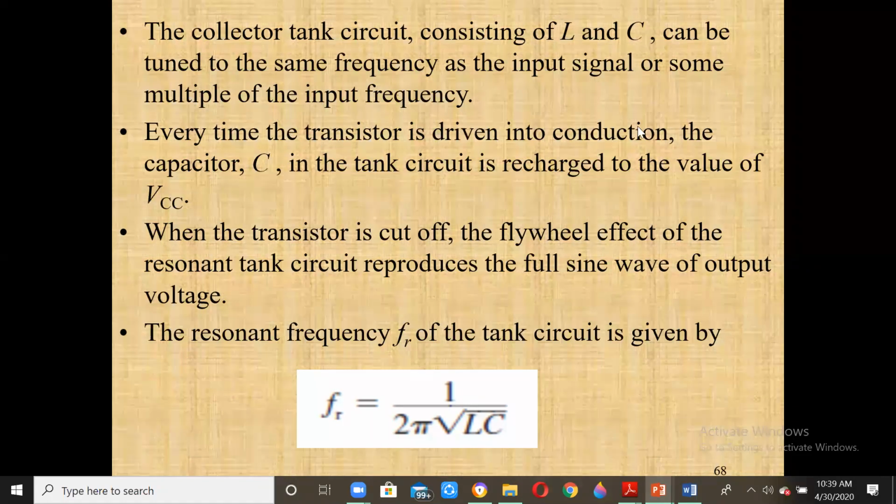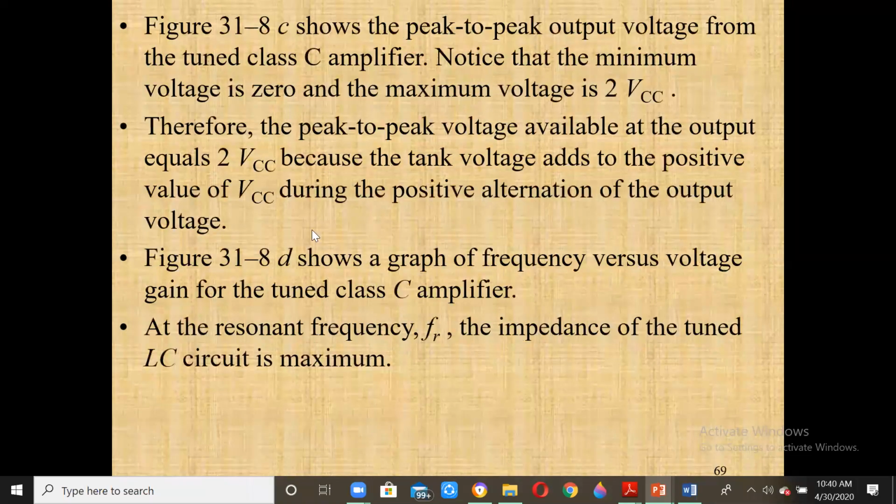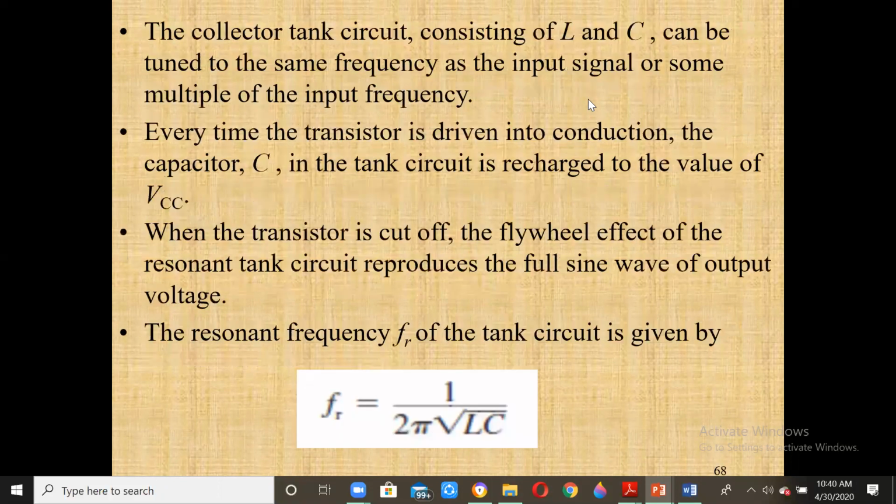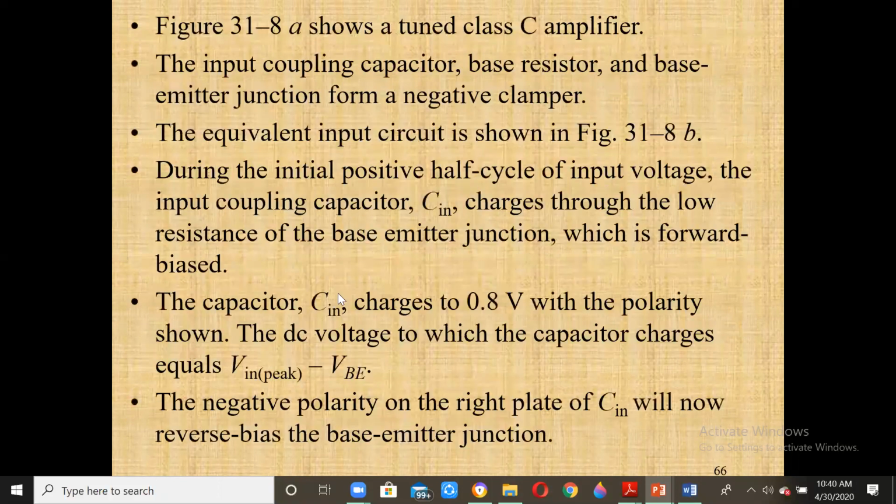Every time the transistor is driven into conduction, the capacitor C in the tank circuit is recharged to the value of VCC. When the transistor is cut off, the flywheel effect of the resonant tank circuit reproduces the full sine wave of the output voltage. So we get FR equal to 1 by 2 pi root LC. Figure 13.8C shows the peak-to-peak output voltage from the tuned class C amplifier. We can see that the minimum is 0 and the maximum is 2 VCC.